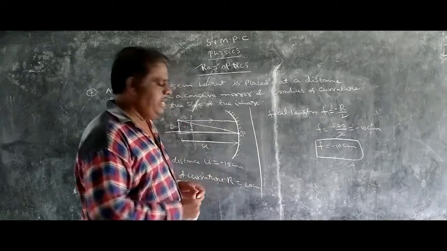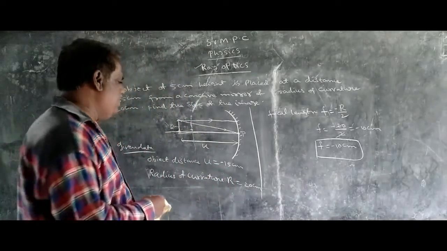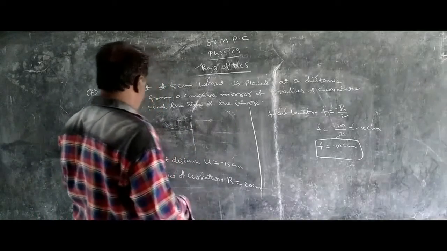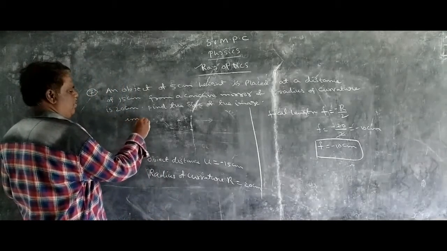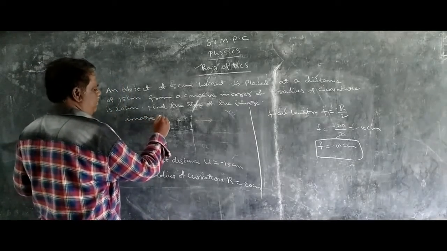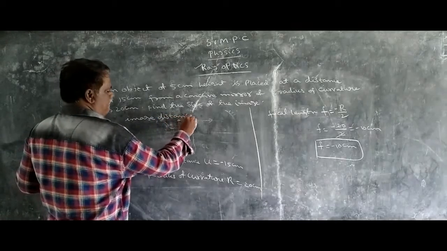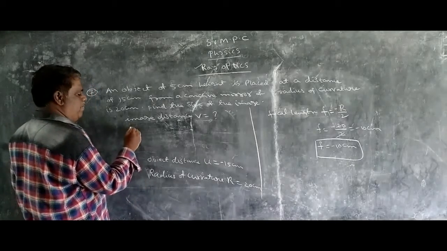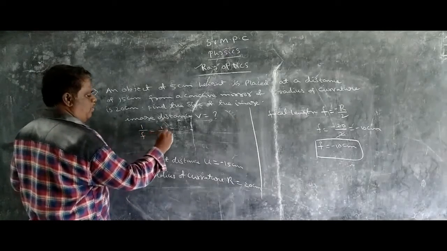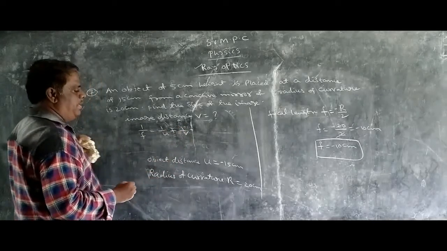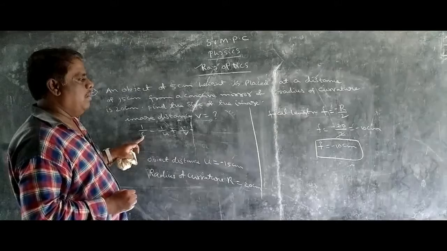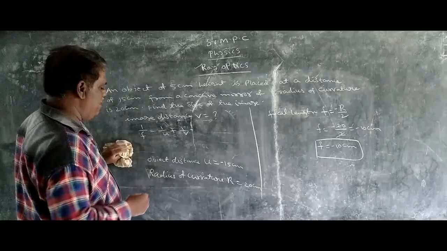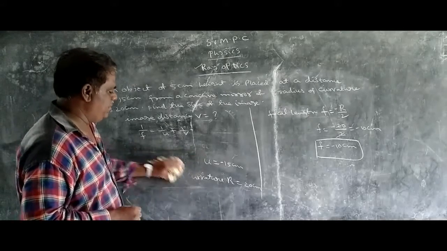How do we calculate the image distance? Image distance should be denoted with V. Therefore, image distance V is equal to how much? Again, by using the mirror equation, mirror formula, 1 by F is equal to 1 by U plus 1 by V. Here, we know the values of F and U. U value is minus 15. Substitute the values.